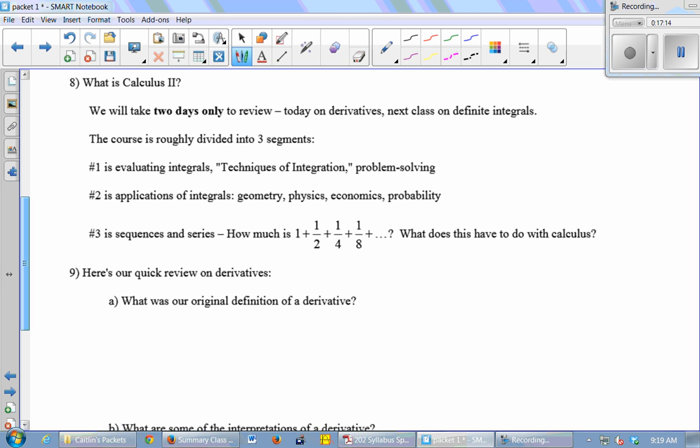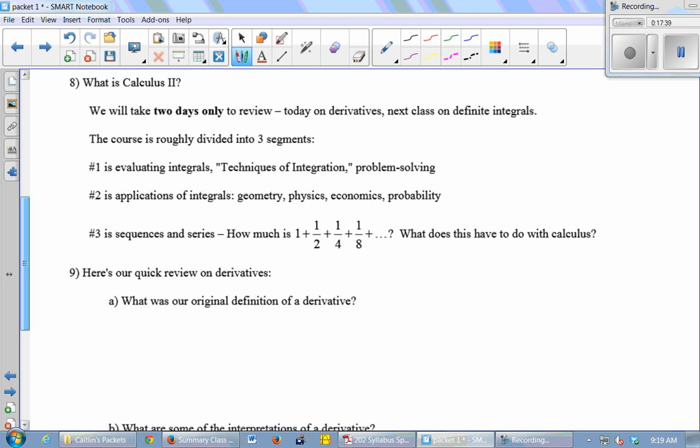All right, so the next chunk is then applications of integrals. So we're going to talk about geometry and physics and economics and probability. And then part 3 is sequences and series. How do you add up an infinite list of numbers? How much is 1 plus a half plus a fourth plus an eighth plus and so on? And what does this have to do with calculus?